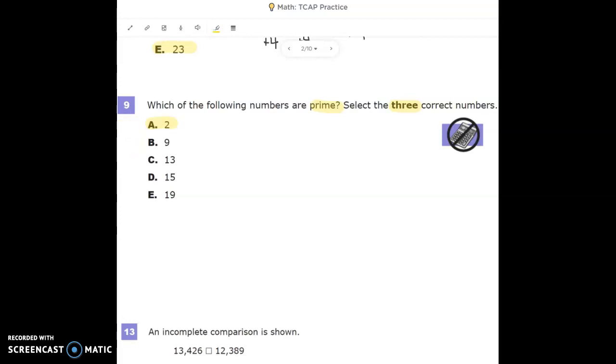9 is not a prime number because I can say 1 times 9, but I can also say 3 times 3. 13. 13 is a prime number. 15. 15 is not a prime number. It is a composite number because I can say 5 times 3 or 1 times 15. So that leaves me with those 3 answer choices, A, C, E.